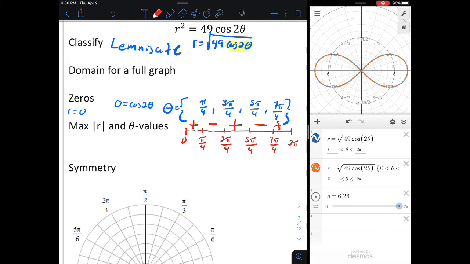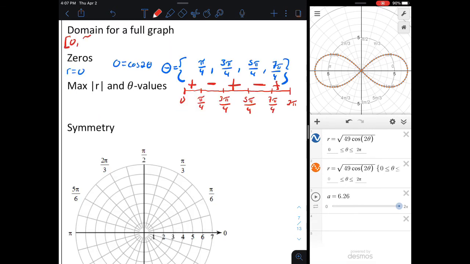And so our domain, we're going from 0 to 2 pi, but the domain interval that we're looking at is going to be broken up into pieces, because we have some values where technically the graph is non-existent. So we could go from 0 to pi over 4, and then from 3 pi over 4 to 5 pi over 4, and then 7 pi over 4 to 2 pi.